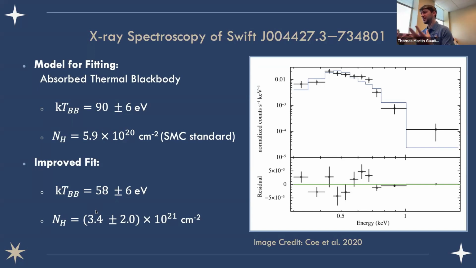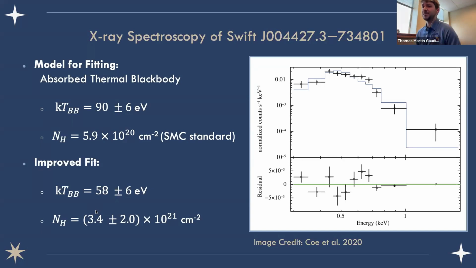Initially, when this source was first fit, we used the column density that is standard along the line of sight to the SMC of 5.9 times 10 to the 20 atoms per centimeter squared. When you fit with the SMC standard column density, the blackbody temperature that you get back out is about 90 plus or minus a few eV, which translates to about 1,000,000 Kelvin.